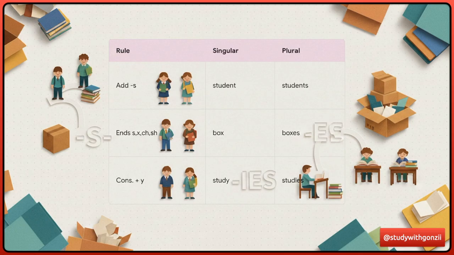Easy, right? But pronunciation flow matters here too. If a word already ends in a hissing sound, like S, X, ch, or sh, adding just another S would be literally impossible to pronounce. So as that second row shows, we add ES. Class becomes classes. Box becomes boxes. Finally, if you have a consonant followed by a Y, you drop that Y and add IES. Study becomes studies. These are your predictable, reliable building blocks.